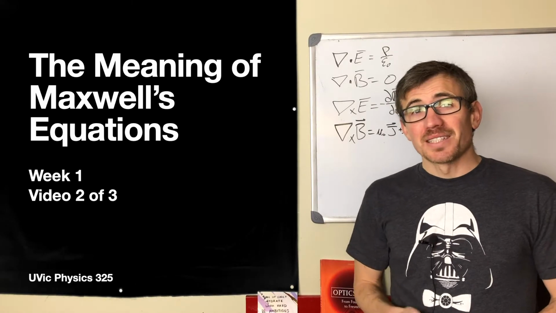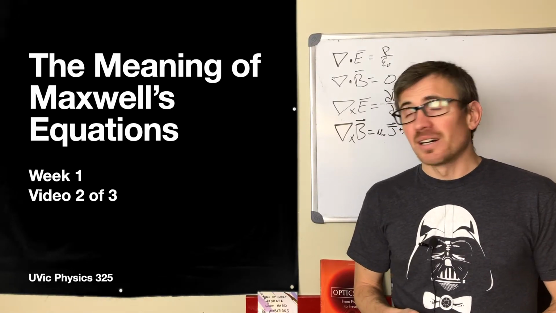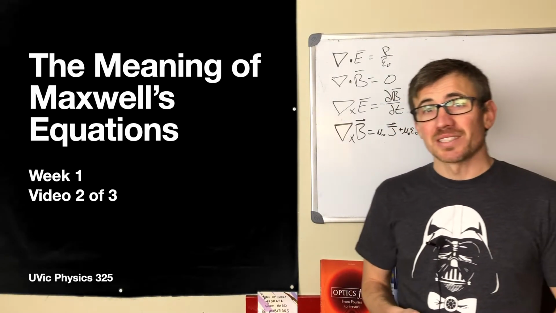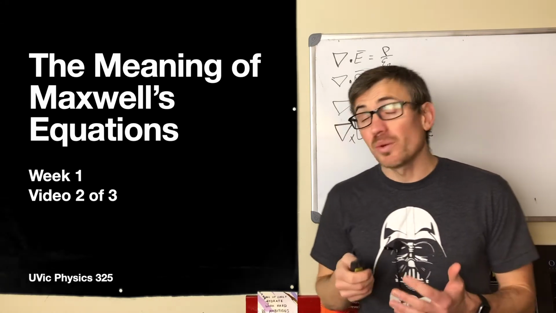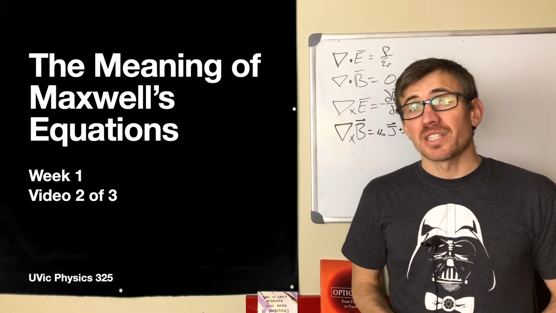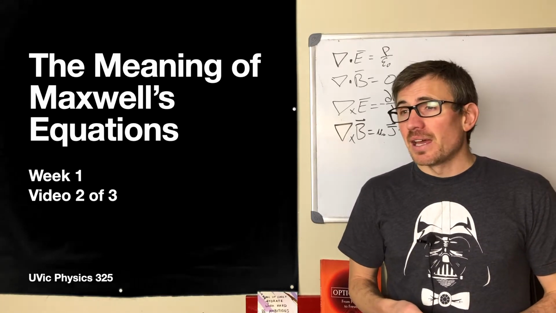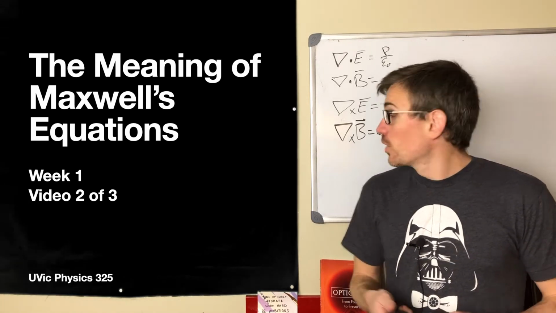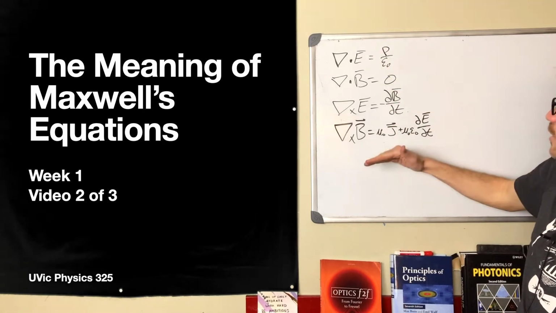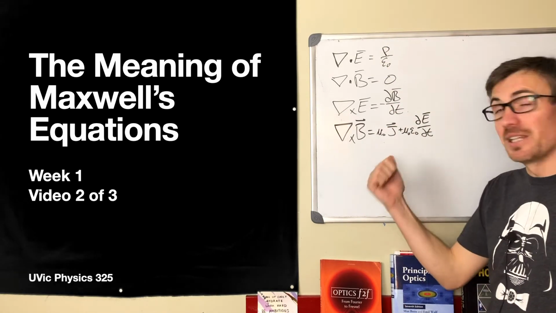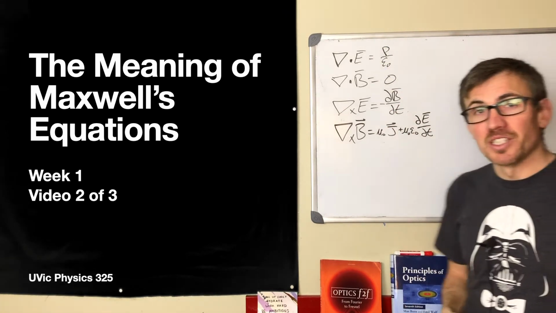Okay, welcome back to the second video of this week, week 1 of this course, Physics 325 Optics. What we're doing right now is trying to understand optics in terms of electromagnetism. In order to do that, we have got to study the fundamental equations of electromagnetism. And here they are. These are Maxwell's equations.